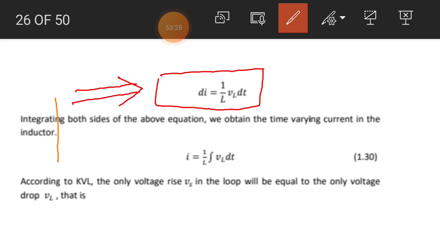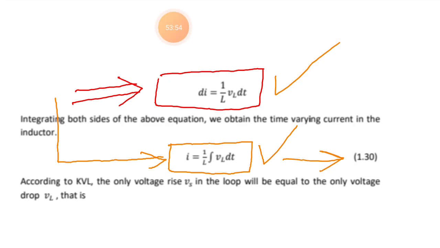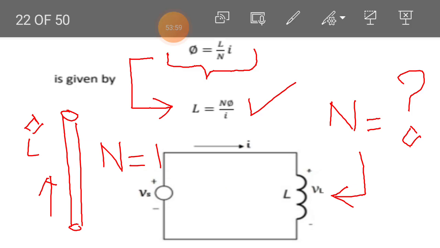So for the total current, we integrate both sides of this equation, which gives you the time varying current in an inductor. You can calculate the time varying current in an inductor with the help of equation number 30. This is how we calculate the instantaneous current or the time varying current in an inductor. Let us go back to the circuit diagram.